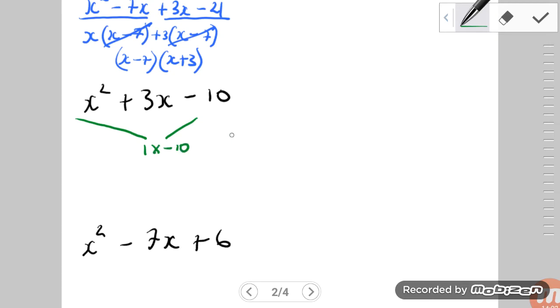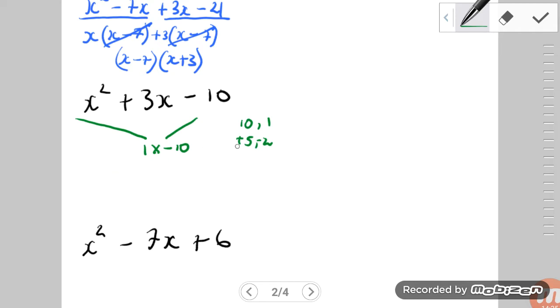Now, notice here that the factors of 10 are not many, just like the factors of 21. So that's 10 times 1, and 5 and 2. And you can clearly see that to get positive 3, it obviously has to be plus 5 and minus 2. 5 take away 2, pardon me guys, is equal to 3. Alright, so not too bad at all.